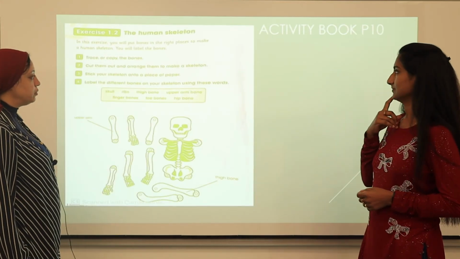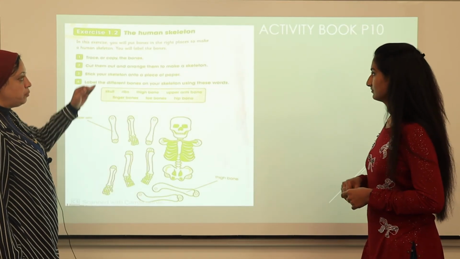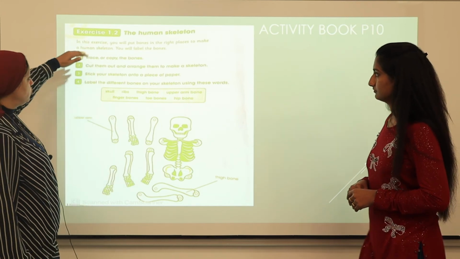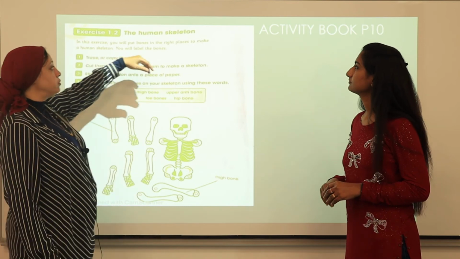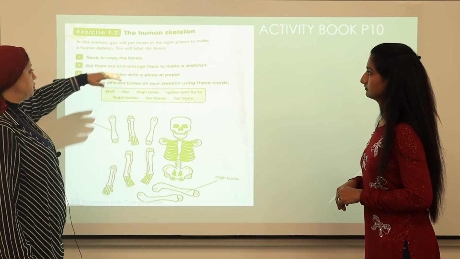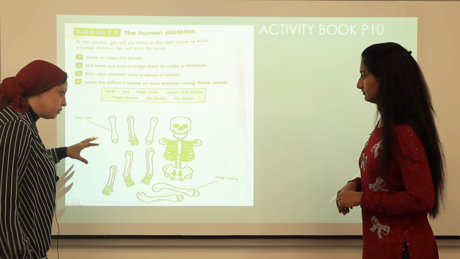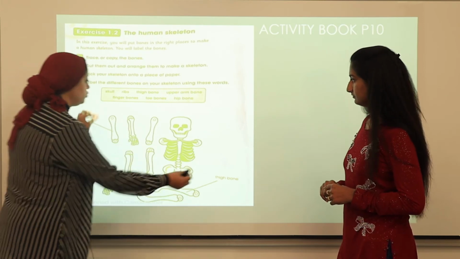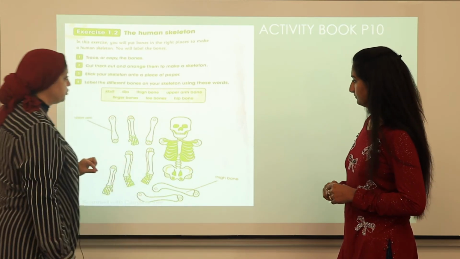The activity book, okay, page 10. You have here this page. Let me read it with you. This exercise, you will put bones in the right place to make a human skeleton. You will label the bones. So you have here the bones separate. You will cut each one and then you will put it in the correct order.